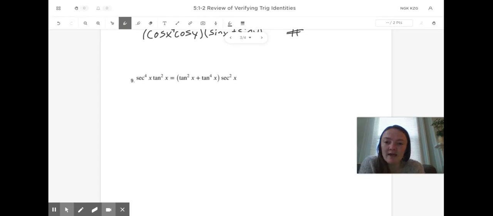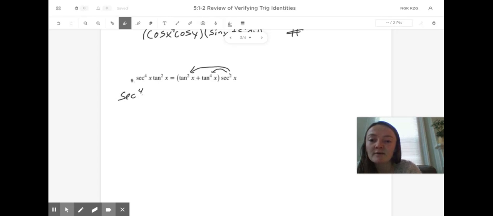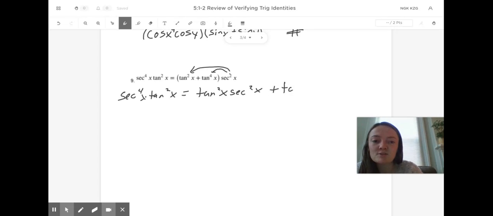All right, secant to the fourth x tangent squared x, is that equal to tangent squared x plus tangent to the fourth x, all times secant squared x? What we could do here is literally just distribute in on the right side. So I want to know, does secant to the fourth x tangent squared x equal this? Let's distribute in. I get tangent squared x times secant squared x plus tangent to the fourth x times secant squared x.